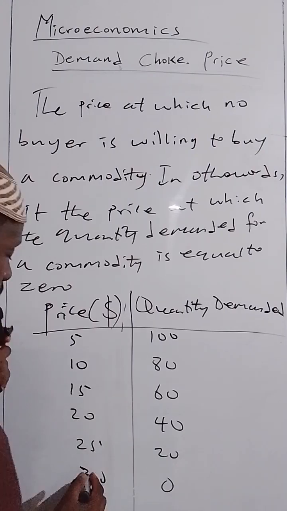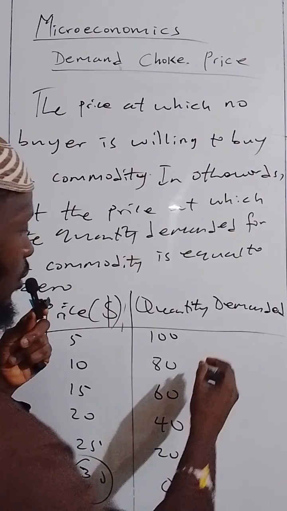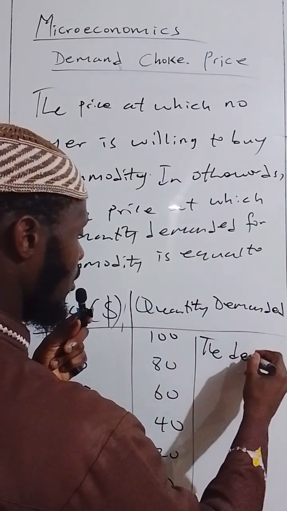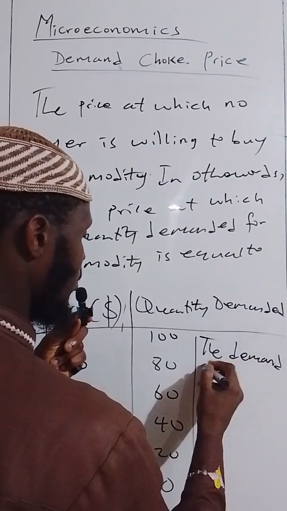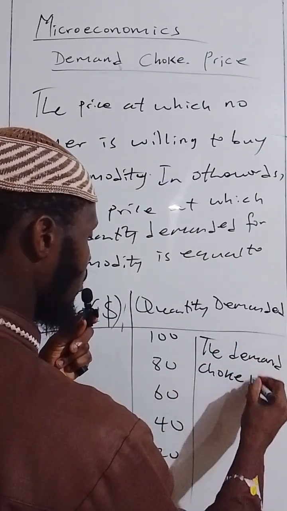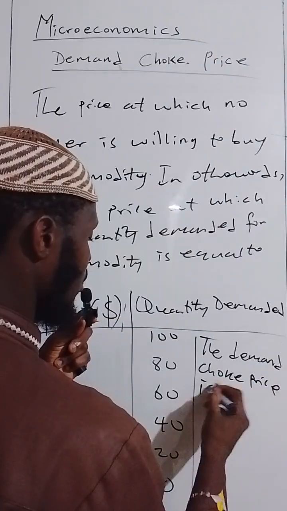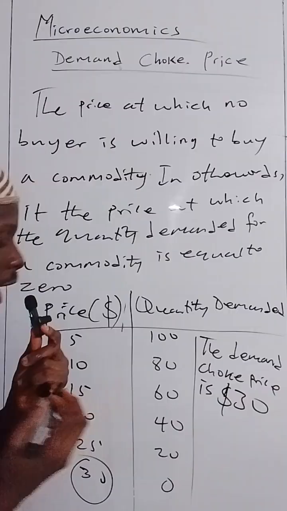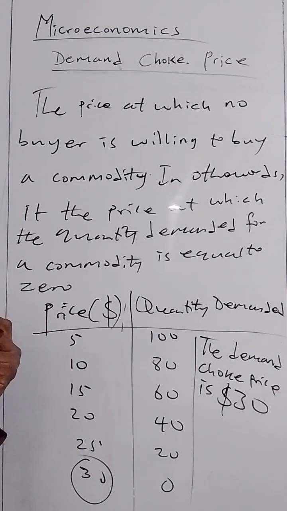In other words, our demand choke price is what? $30. That is the demand choke price. Why? Because at $30, the quantity demanded for this commodity is equal to zero.